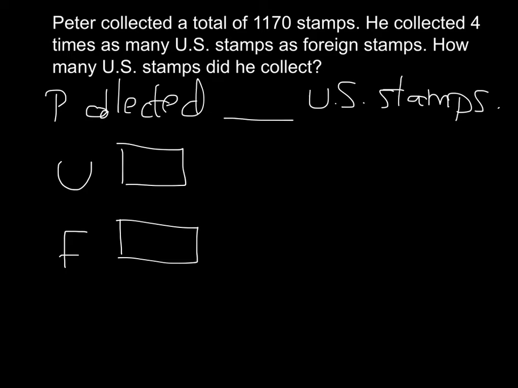Okay, I hope you've had time to check it. Here's what we should see. The first bit of information I get is that Peter collected a total of 1,170 stamps, and so I'm going to put a bracket out here to show that all of the stamps should add up to be 1,170.